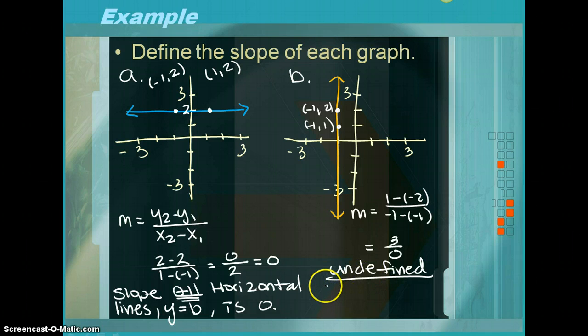So in this case, the slope of all vertical lines is undefined. And all vertical lines are x is equal to a, where a is where it's crossing the x-axis. So the slope of all horizontal lines is 0, and the slope of all vertical lines is undefined.